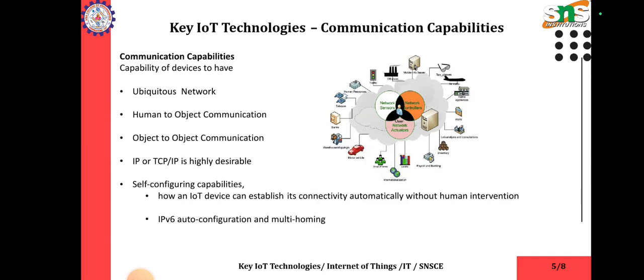Next is communication capabilities. This is the capability of devices to have a ubiquitous network, human to object communication, and object to object communication. IP or TCP/IP is highly desirable. Next is self-configuring capabilities, which mainly cover how an IoT device can establish its connectivity automatically without human intervention. Next is IPv6 auto configuration and multi-homing.